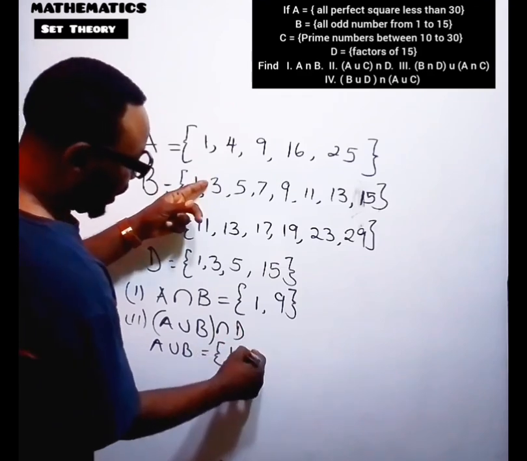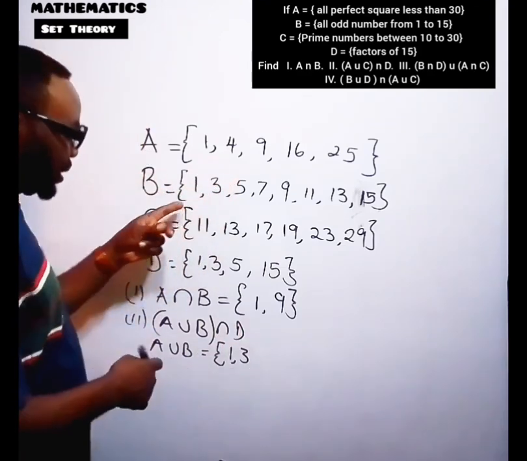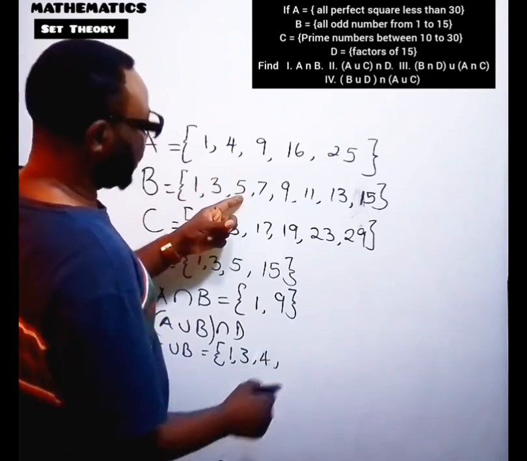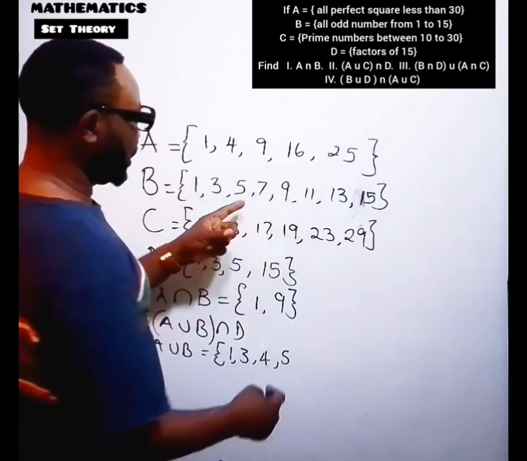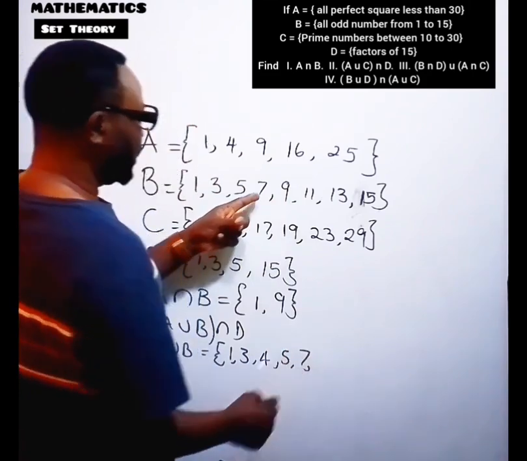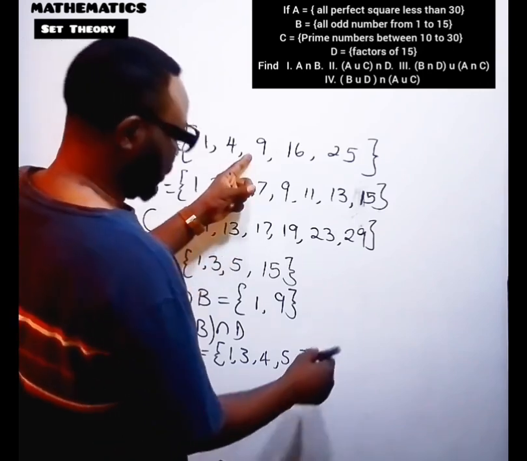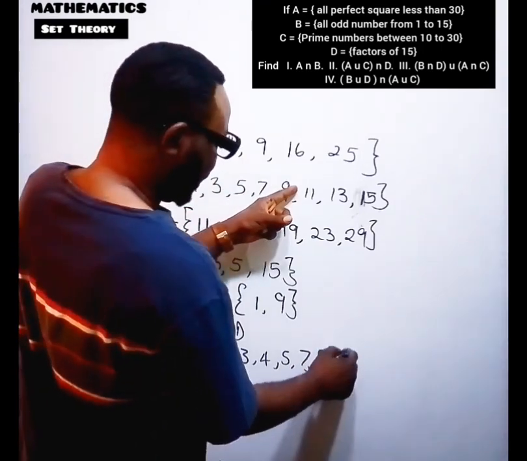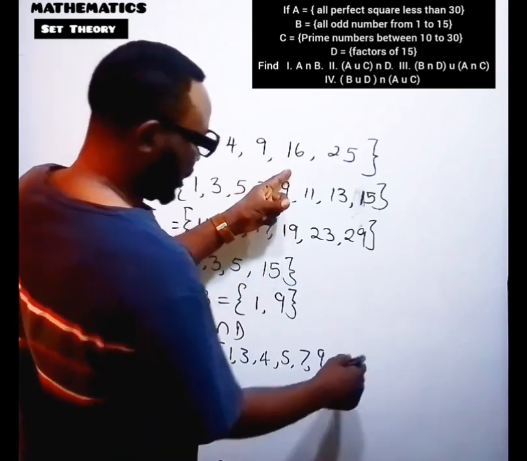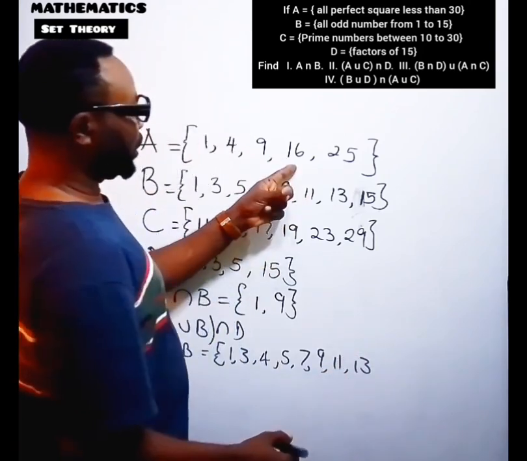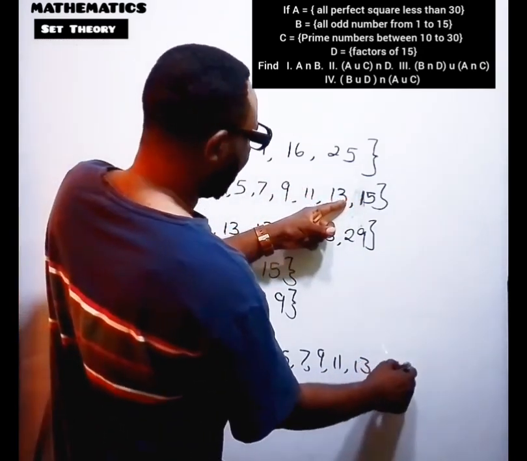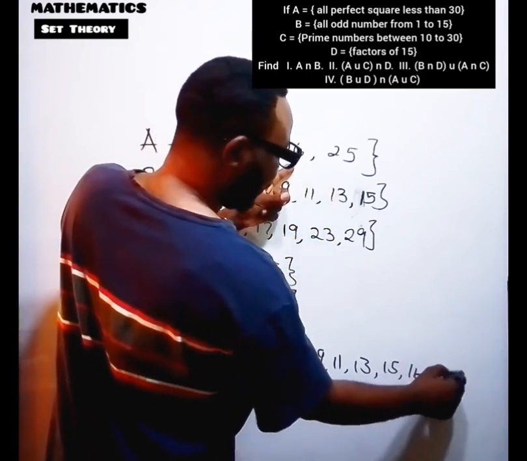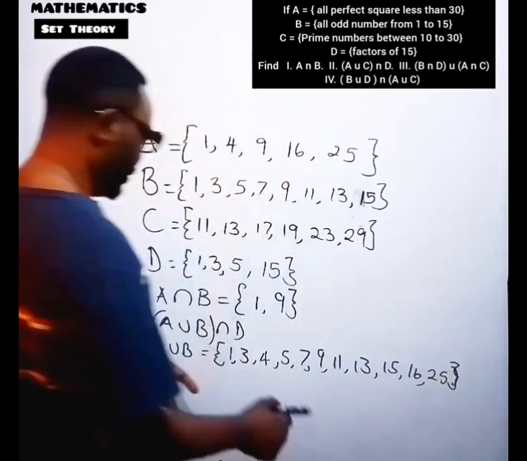What's the next value? Let's write it in ascending order: 1, 3, 4. What else? 5. Do you have 6 there? No 6. Then next is 7. Do you have 8? No 8. We have 9. We do not have 10. We have 11. No 12. 13 is there. No 14. There's 15. Then 16, all the way up to 25. That is A union B.